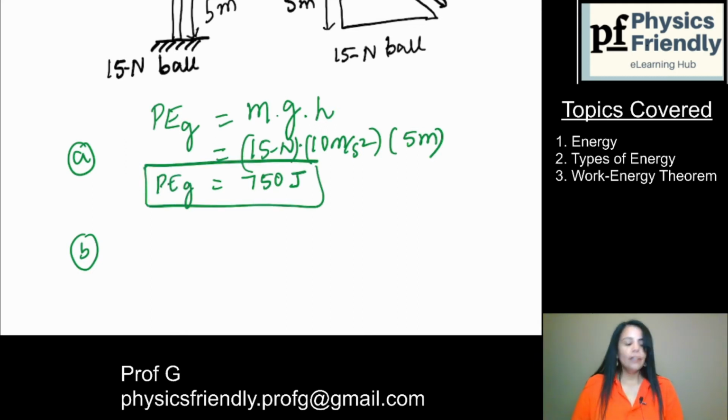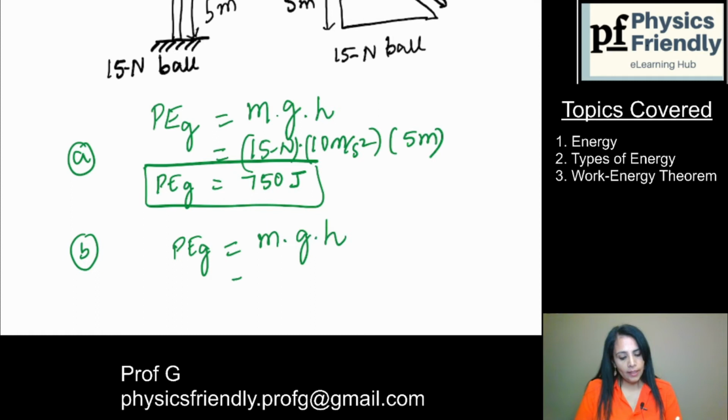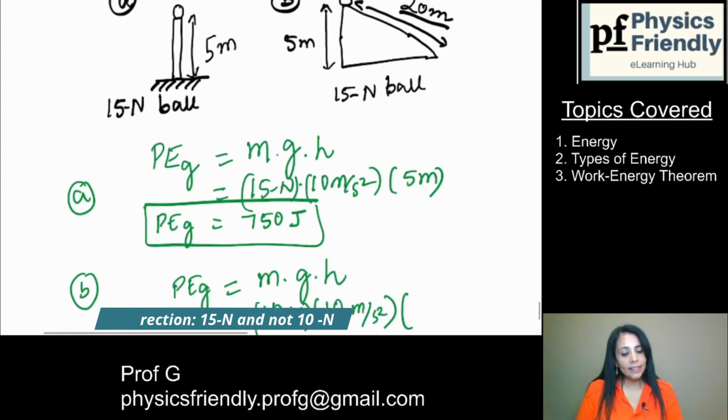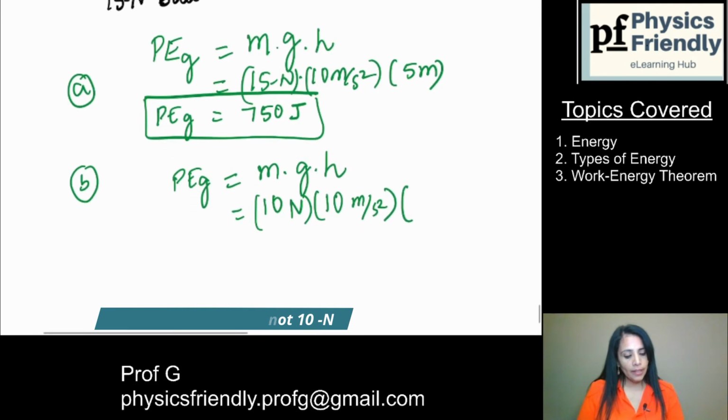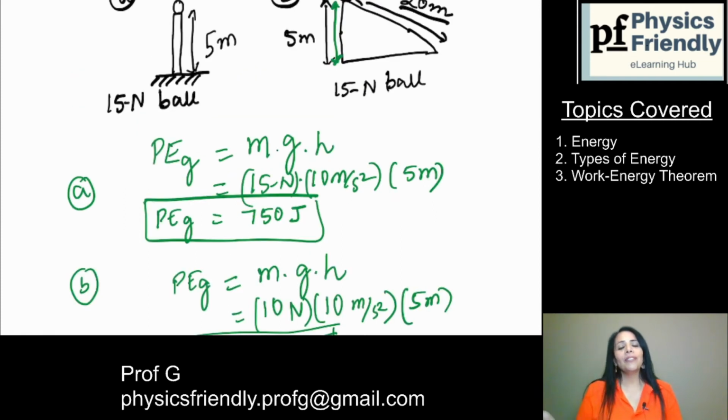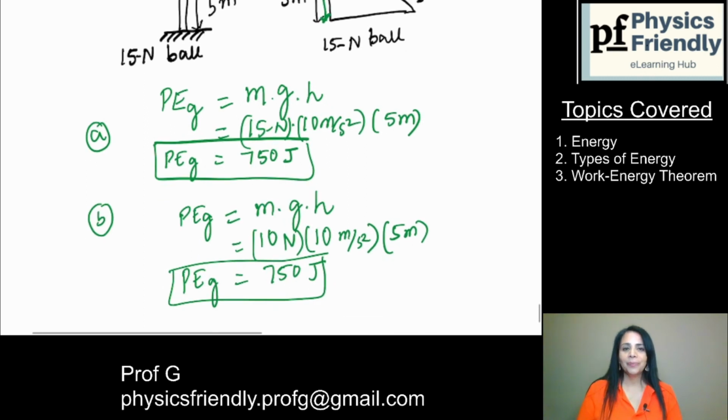For figure B, if we calculate the same gravitational potential energy, the equation is mass times gravitational acceleration times the height. It's a 15 Newton ball times gravitational acceleration of 10 meters per second squared, and the height for figure B is also 5 meters. So I'm going to bring in 5 meters here, which results in 750 joules again. In both cases, the answer is 750 joules, as shown here.